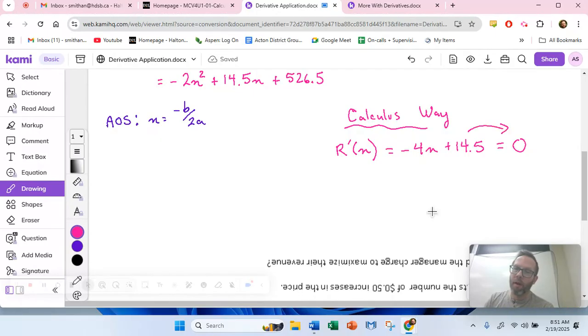So we'll move over the 14.5. Why can't I write 4? Minus 4n equals minus 14.5. And so we quickly get the number of price increases that give the optimal revenue. 14.5 divided by 4. I should be able to do that in my head.